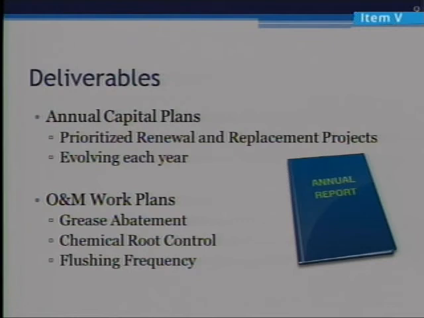Once we have all that information collected annually for each basin, then we'll have an annual capital improvement or an annual prioritized renewal and replacement projects list, and this will be evolving each year. As we move forward from year to year, we'll be incorporating the areas that we've previously identified and reprioritizing those projects as needed. We'll also be getting operations and maintenance work plans, identifying all the areas that need grease abatement, chemical root control, or a higher flushing frequency.